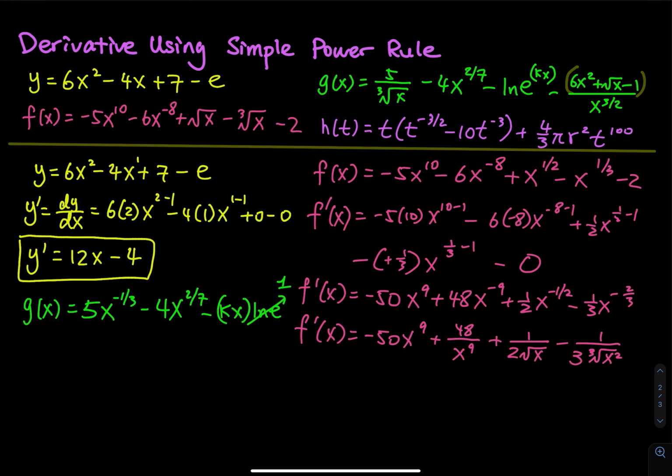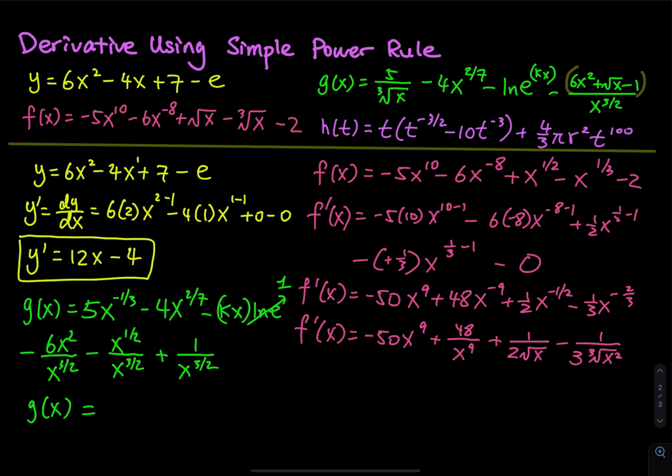That is a minus 6x squared divided by x to the 3/2, and then minus x to the 1/2 divided by x to the 3/2, and then plus 1 divided by x to the 3/2. I haven't taken any derivative yet. I am cleaning up the powers to make the derivative easier. And then g of x is equal to 5x to the negative 1/3, and then minus 4x to the 2/7, and then minus kx, and then minus 6x.